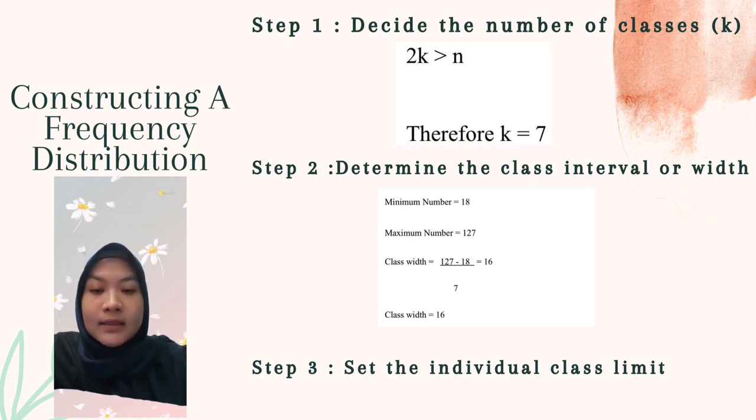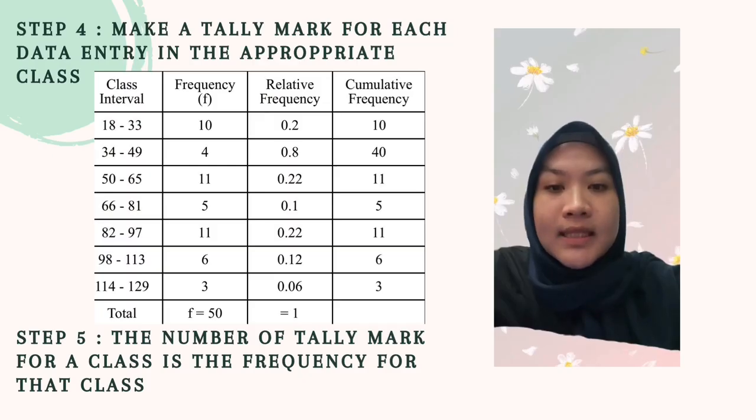Next, the third step is to set the individual class limits. We use the minimum number from the data for the lower limit of the first class. For step 4, make a tally for each data value in the appropriate class, like the table shown in the slide. Then select the frequency for the class from the tally that we counted before. So this is the last step to get the full data for the frequency distribution.